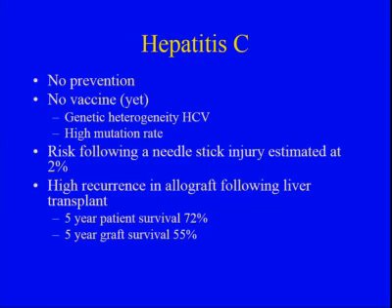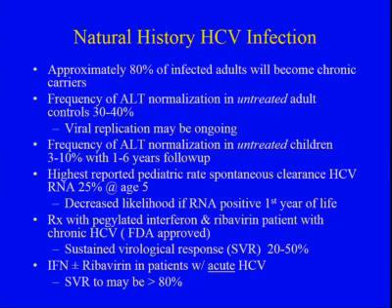In the setting of liver transplantation, there's a high risk of recurrence. So the 5-year patient survival following liver transplantation is 72%. The graft survival is only 55%, which is really very low. Again, this kind of gives you the natural history of it.